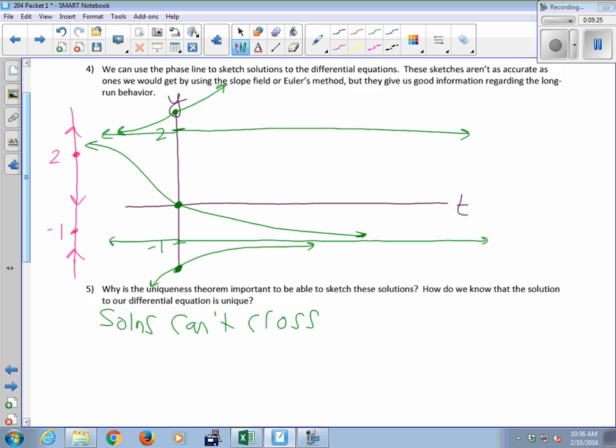And you can see all of this information from the slope field also, in a much more accurate way. The slope field is much more accurate. The phase line gives you really compact information about the end behavior. This is just qualitative.